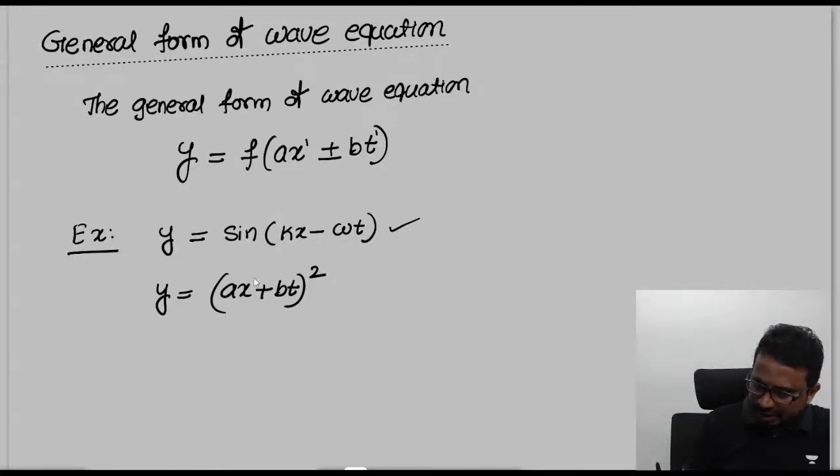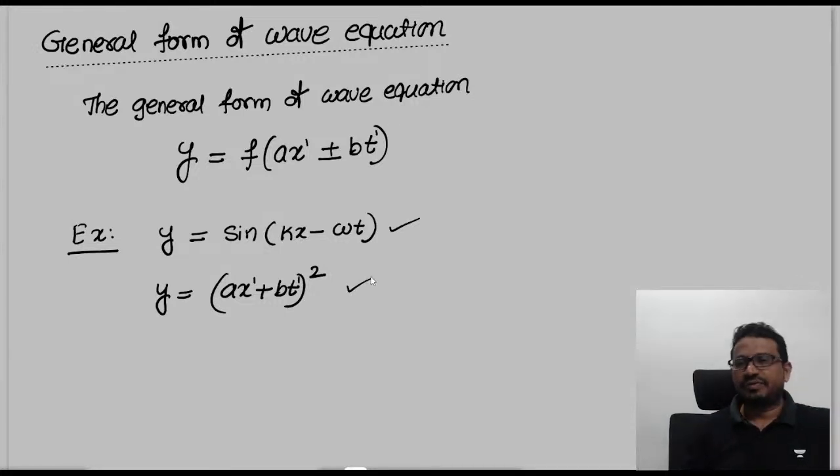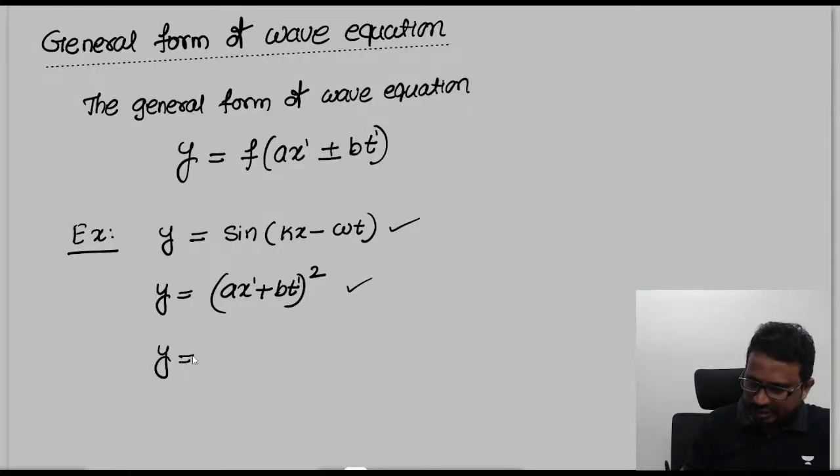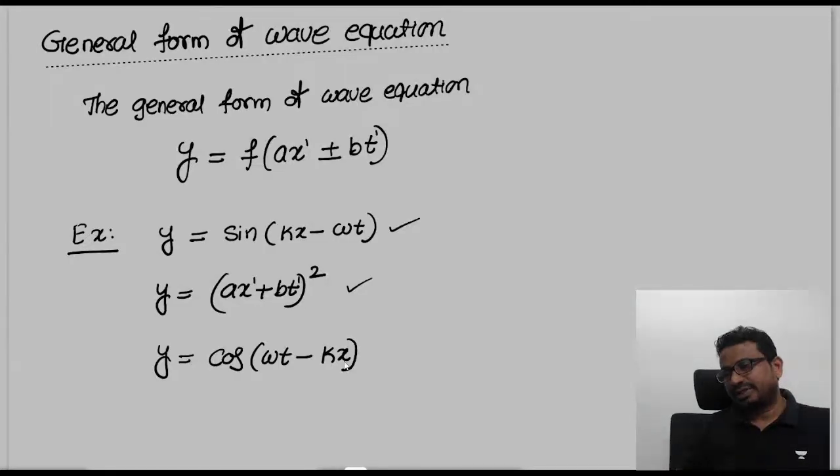We need to see here these powers. This is also one, that is also a wave equation. Okay, next, if we have something like this, let us say cos of omega t minus kx, is it a wave equation? Yes. So x power, y power, t power is 1.